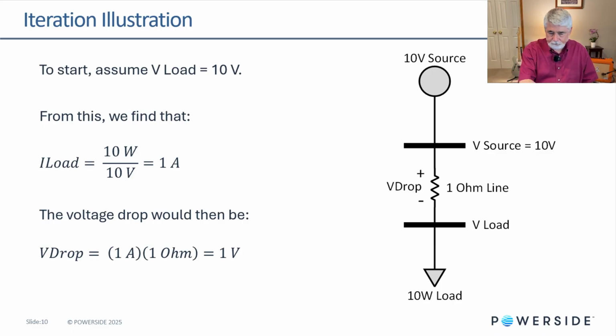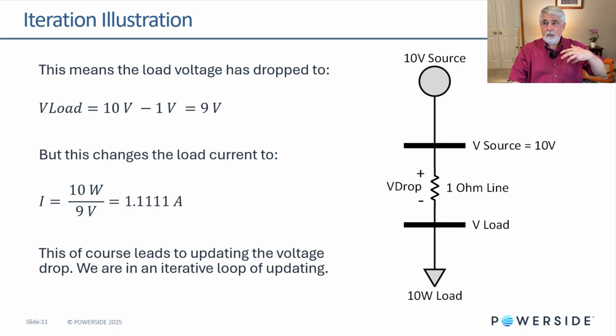So for that condition, if we calculate I load as 10 watts over 10 volts, we get an amp. And now the voltage drop can be calculated to be 1 amp times 1 ohm, which is 1 volt. Now, this means the load voltage has dropped. 10 volts minus 1 volt, that is the voltage of the source, minus the drop is 9 volts. And that automatically leads us to see, oh, we're trying to hold constant power, so our current has to change. Our voltage has dropped, so our current is going to increase. Current now is 10 watts over 9 volts equals 1.11 amps.